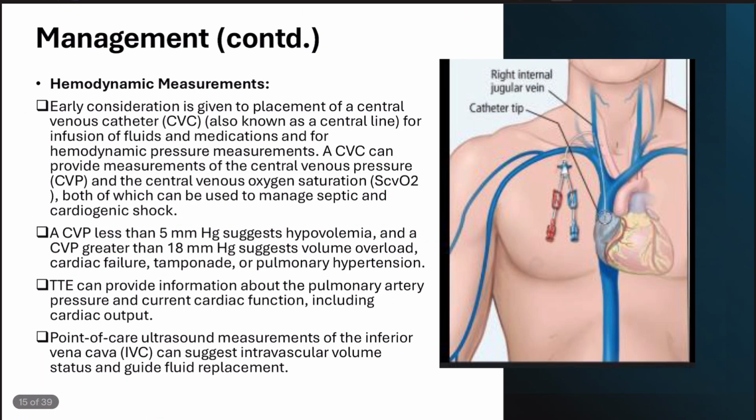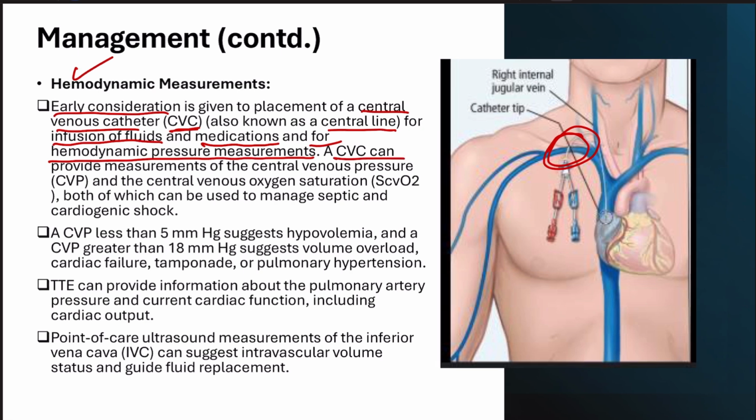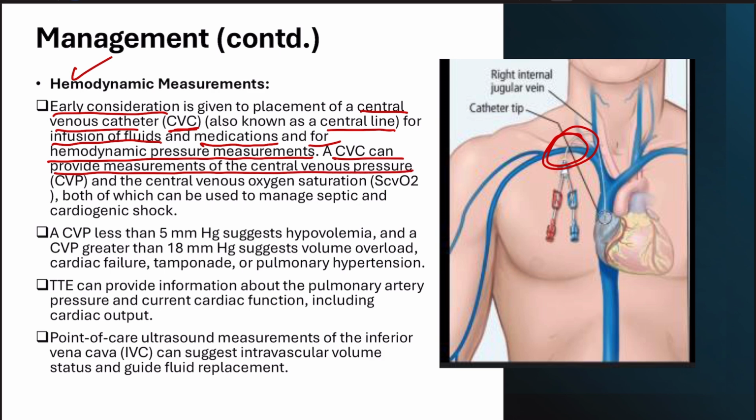Now let's discuss the hemodynamic measurements which are done when we are managing a patient in shock. Early consideration is given to the placement of a central venous catheter, that is CVC, which is also known as the central line. This is because it helps in infusion of fluids and medications and in doing hemodynamic pressure measurements. A CVC can provide the measurement of the central venous pressure and also the central venous oxygen saturation, both of which are to be monitored in management of septic shock and cardiogenic shock.